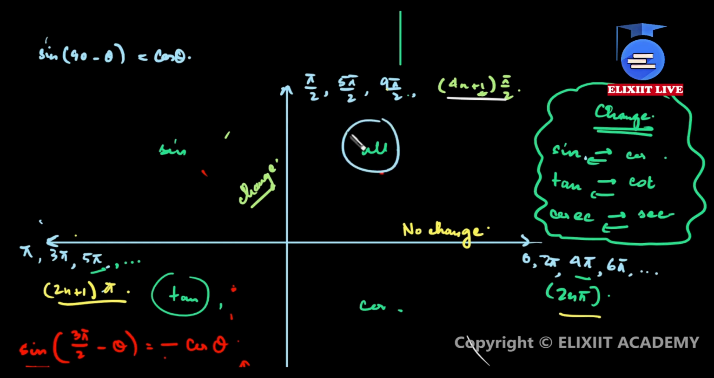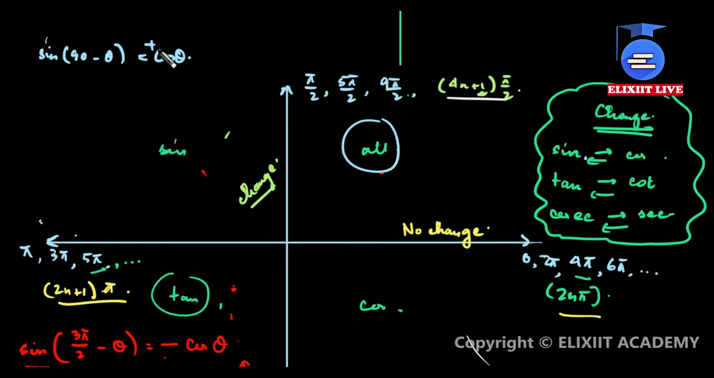All means every trigonometric ratio is positive. All trigonometric ratios are positive in the first quadrant. So sine of 90 minus theta, all means everything is positive. So we put a plus sign over here: cos theta. So cos 90 minus theta, sine 90 minus theta is cos theta, tan 90 minus theta is cot theta.